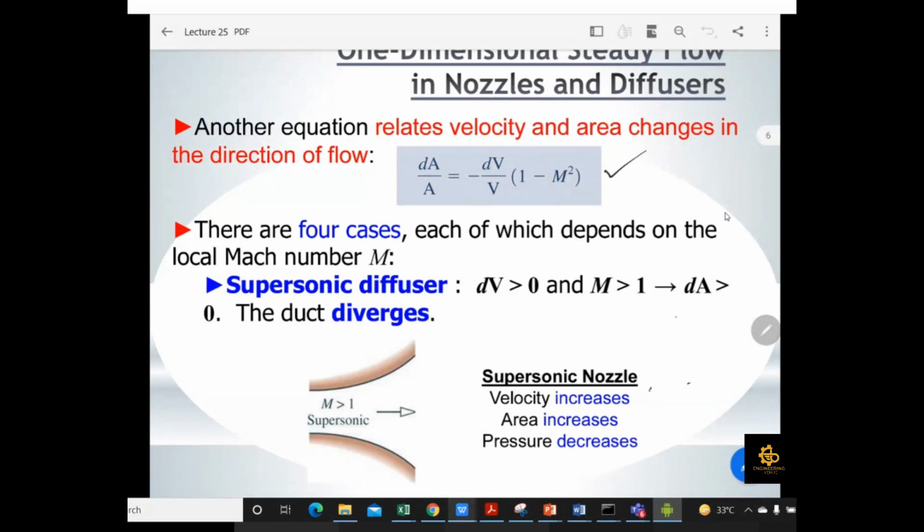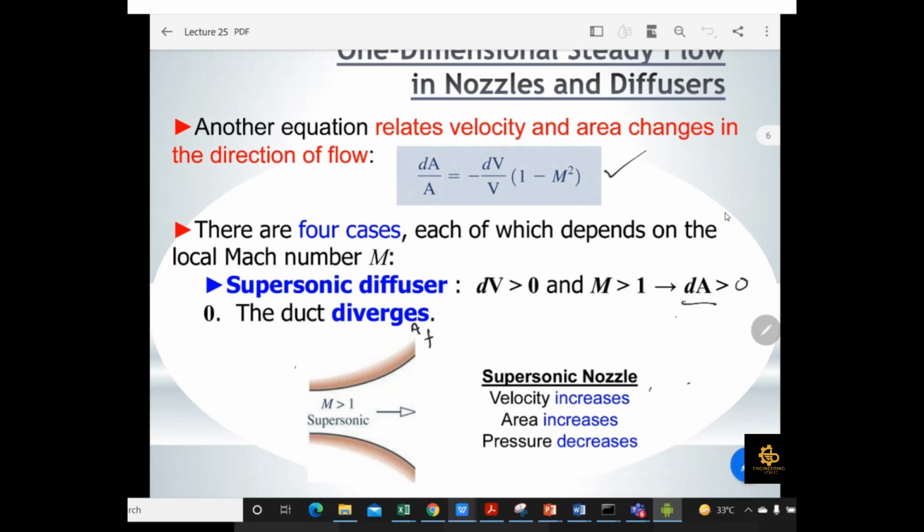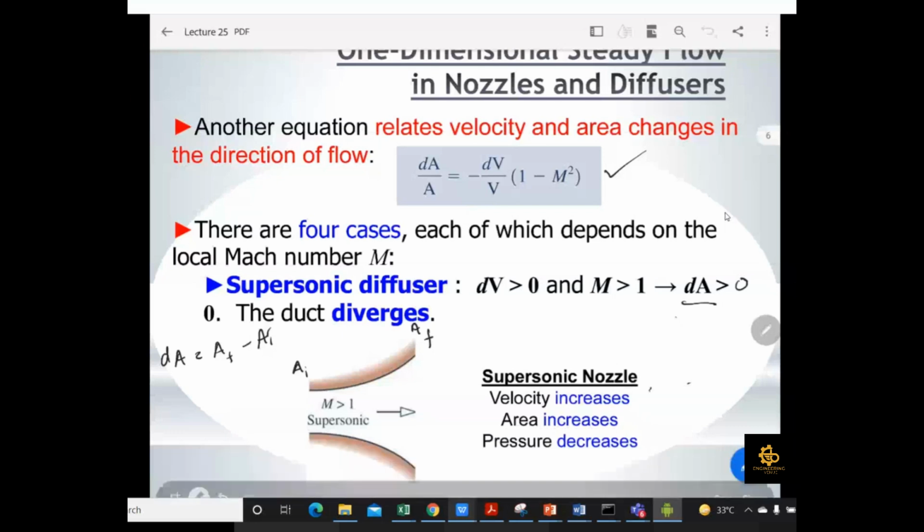For diffuser case, your dA is greater than 0. Okay, so why it is greater than 0? Because your final area is greater than initial area. Because if you can say that dA, so dA is basically area final minus area initial. So if your area final is bigger as comparison to area initial, so it means this term is greater than 0. ठीक है यहाँ तक?